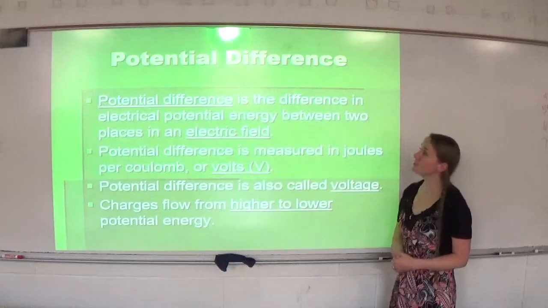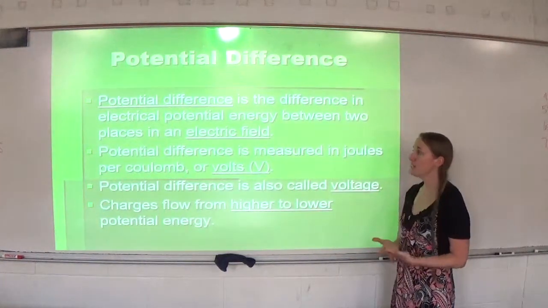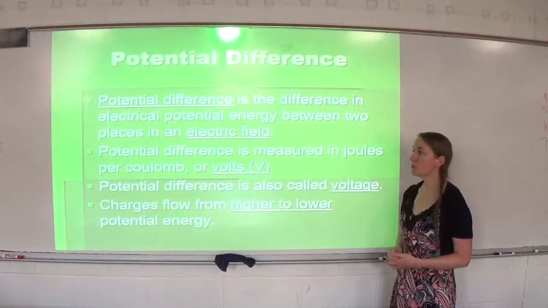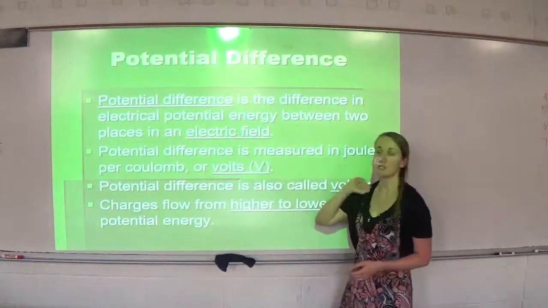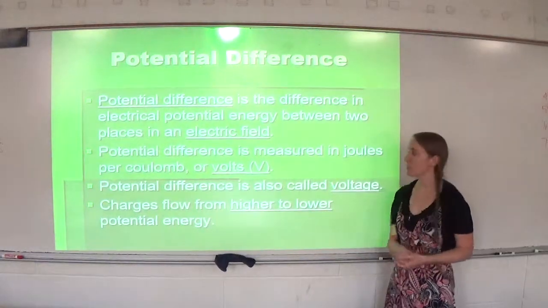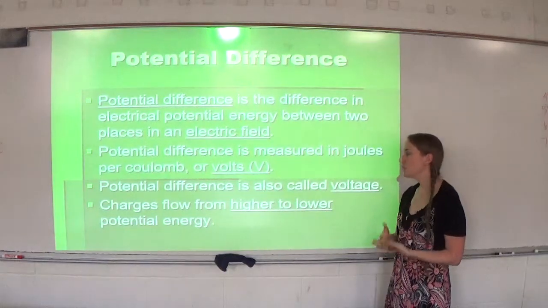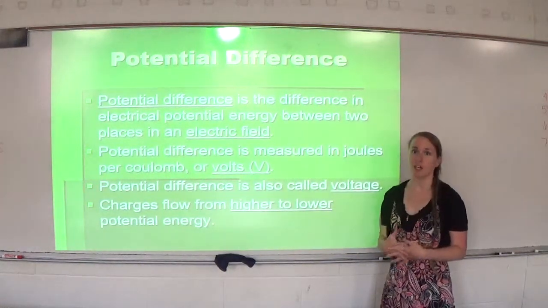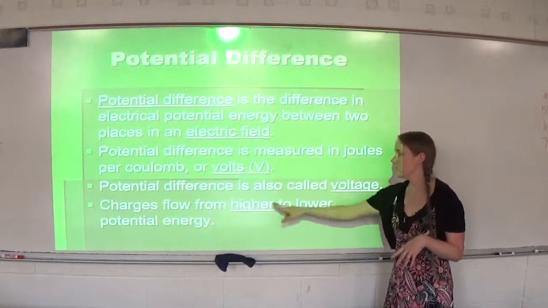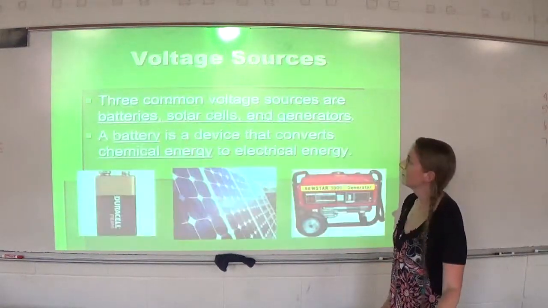Potential difference is the difference in electrical potential energy between two places in an electric field. Potential difference is measured in joules per coulomb, or volts, which is represented by a capital V. Potential difference is also called voltage. So voltage is represented by V. Charges flow from higher to lower potential energy. You never want an excess of energy. So if you can get to lower energy, that's always preferred in science.